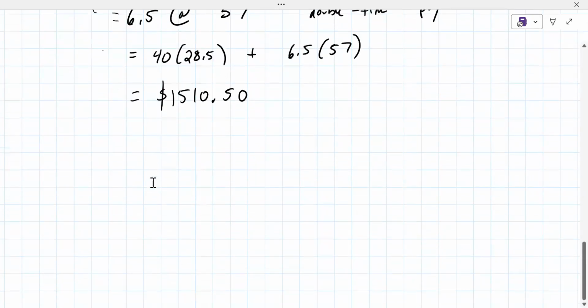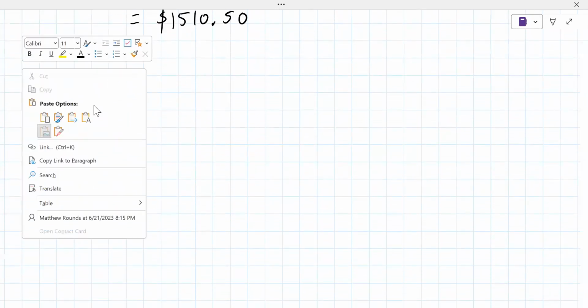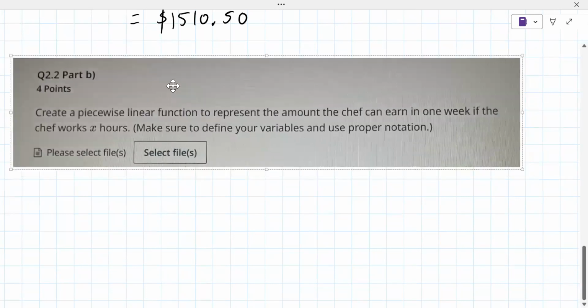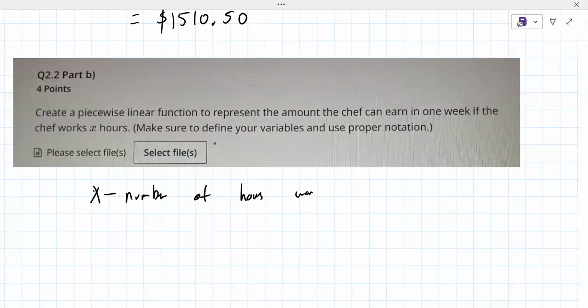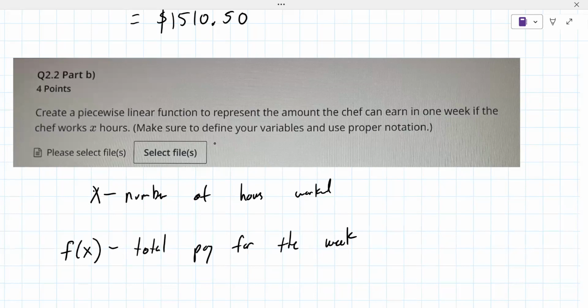Right. So let's move on to part B. Create a piecewise linear function to represent the amount the chef can earn in 1 week if the chef works X hours. All right. So X is the number of hours worked. And then we have to create a function. So I guess we'll go f of X is the total pay for the week. I'm just choosing f of X arbitrarily. You can use many other options.